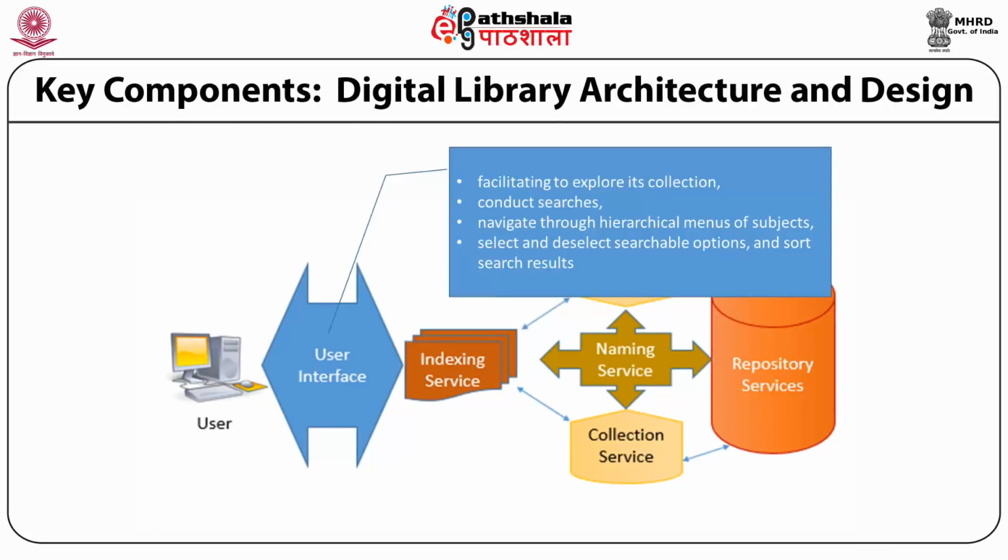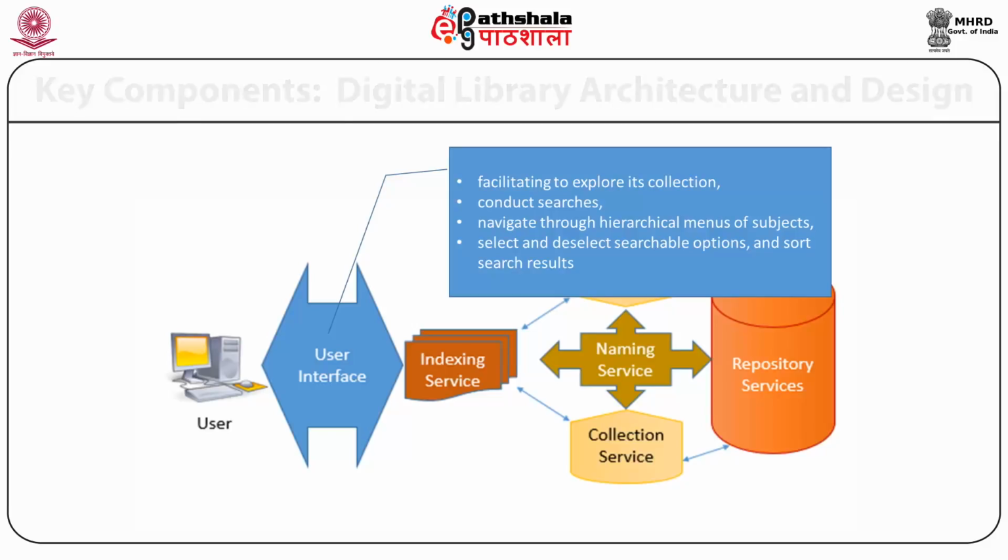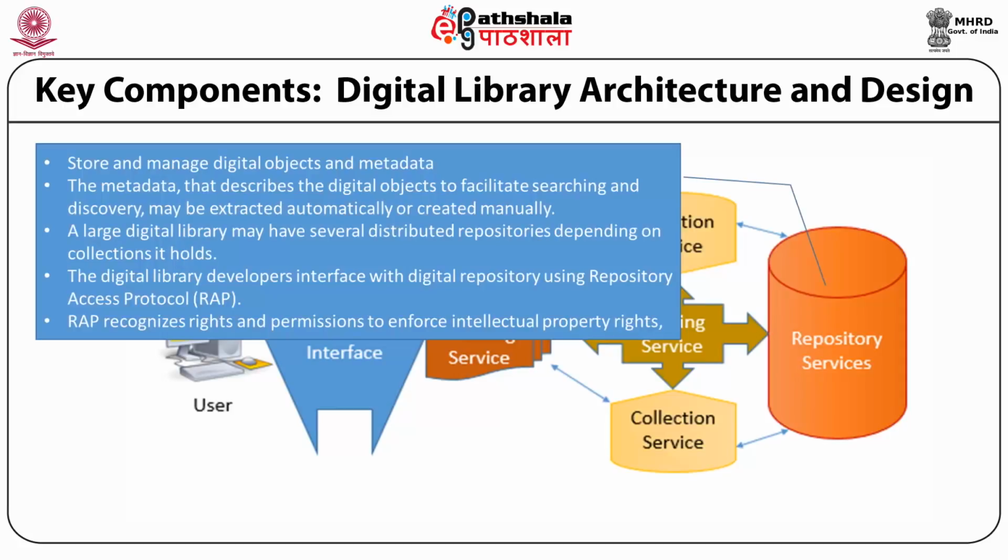Now if we see the user interface, it facilitates exploring the collection, provides an interface to conduct searches, navigates through hierarchical menus of subjects, and selects and deselects searchable options and sorts search results. The principal role of the repository service is to store and manage the digital objects and their metadata. The metadata that describes the digital objects to facilitate searching and discovery may be extracted automatically or can be created manually. A large digital library may have several distributed repositories spanned across various geographical locations depending on the collection it holds.